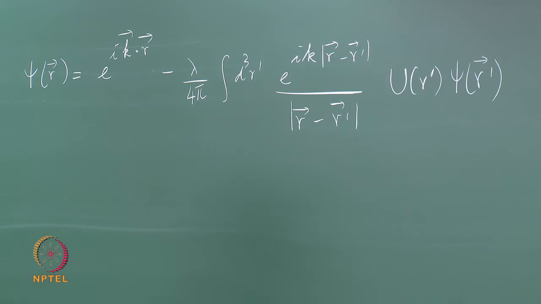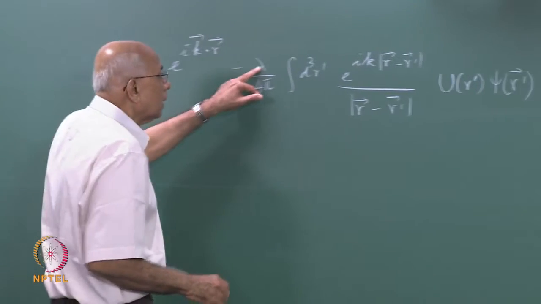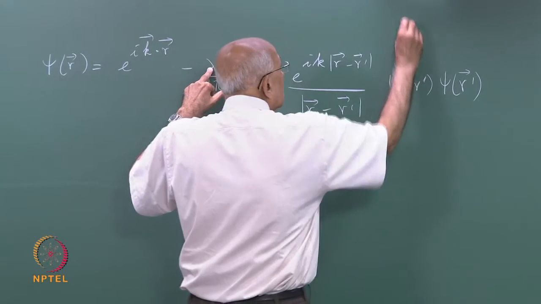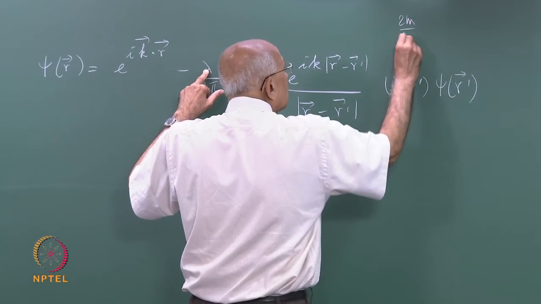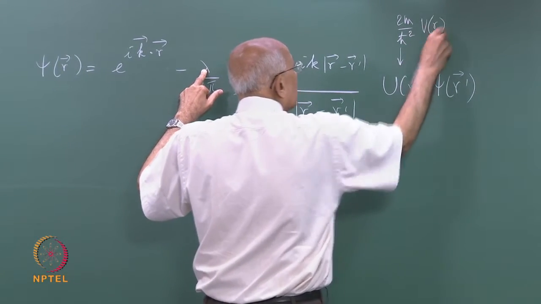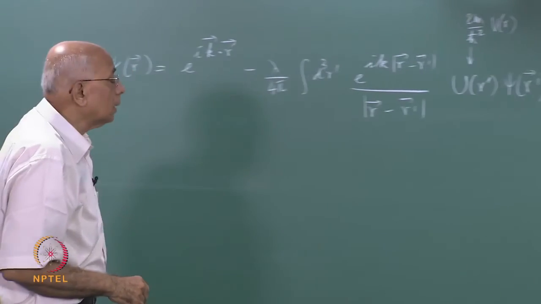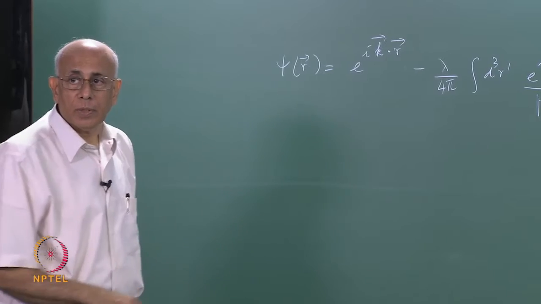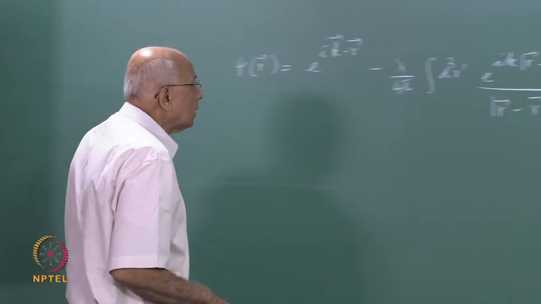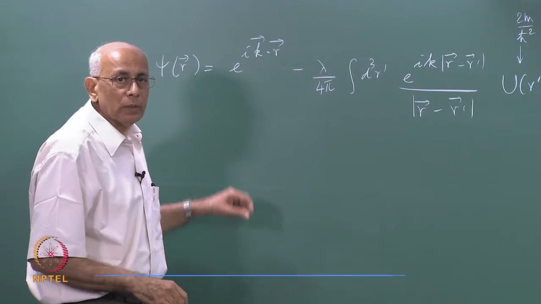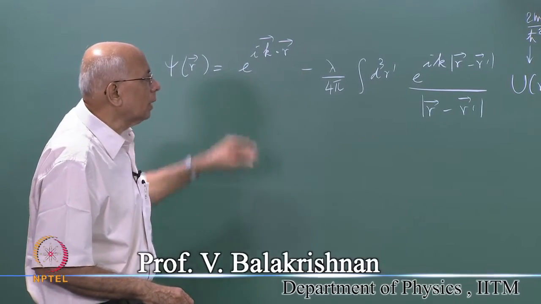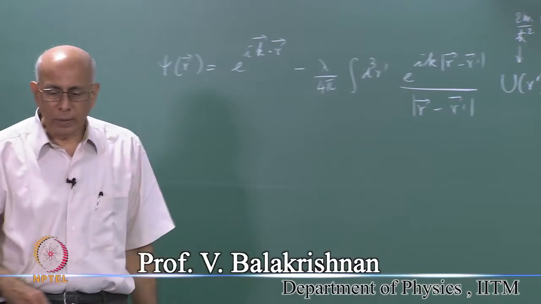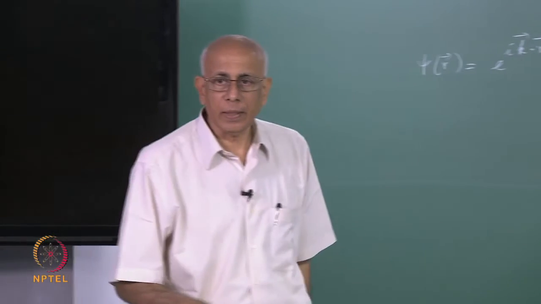Lambda is the strength of the potential, and I recall to you that u is related to h cross squared times the potential V of r. The potential that appears in the Schrodinger equation is lambda times V of r. Now this is an inhomogeneous equation, this is the inhomogeneous term, and it is an integral equation. It is called a Fredholm equation of the second kind.